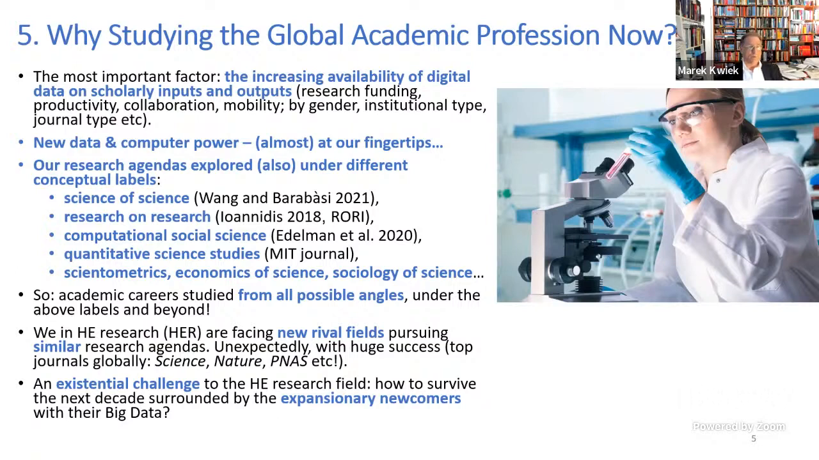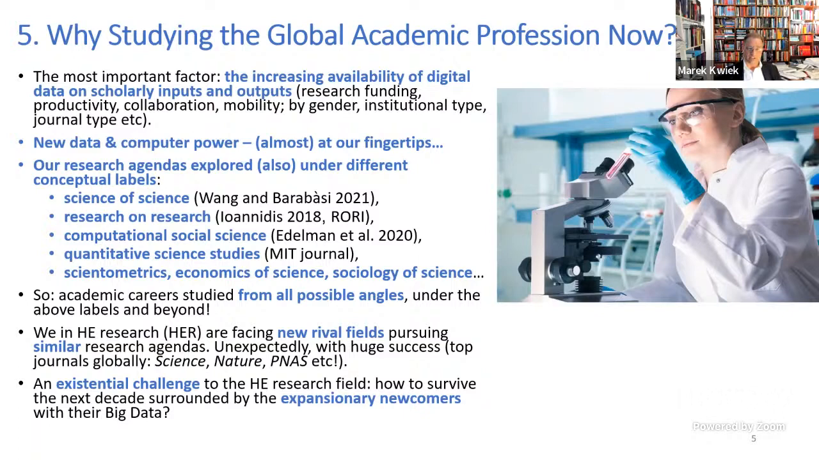So what is perhaps most important is that our research agendas in higher education research and academic profession studies are studied under different labels. We need to remember that the same or similar questions emerge in science of science, in research on research, in computational social science, or in quantitative science studies, et cetera. So academic careers, my topic today, are studied from all possible angles, under the above labels and far beyond. So what does it mean? It means basically competition.